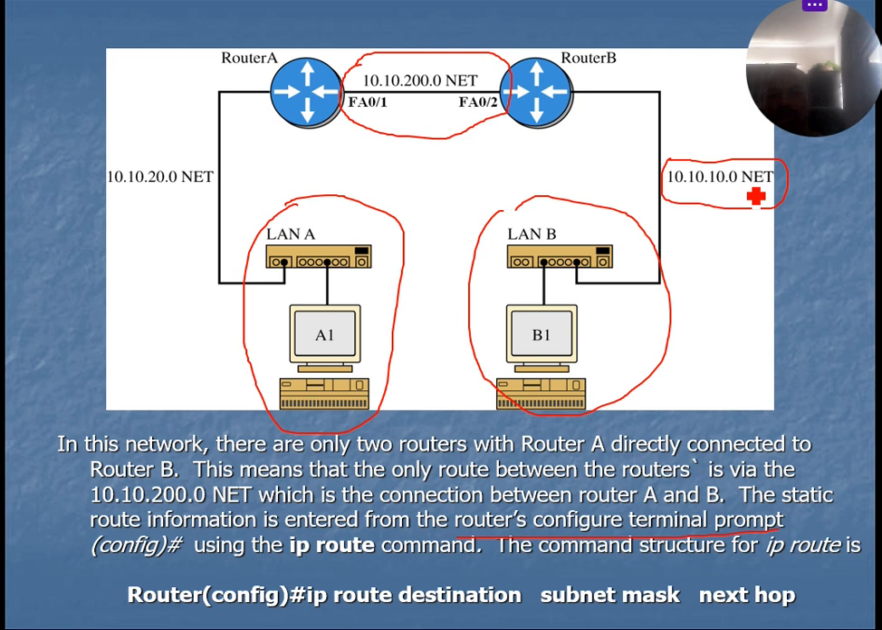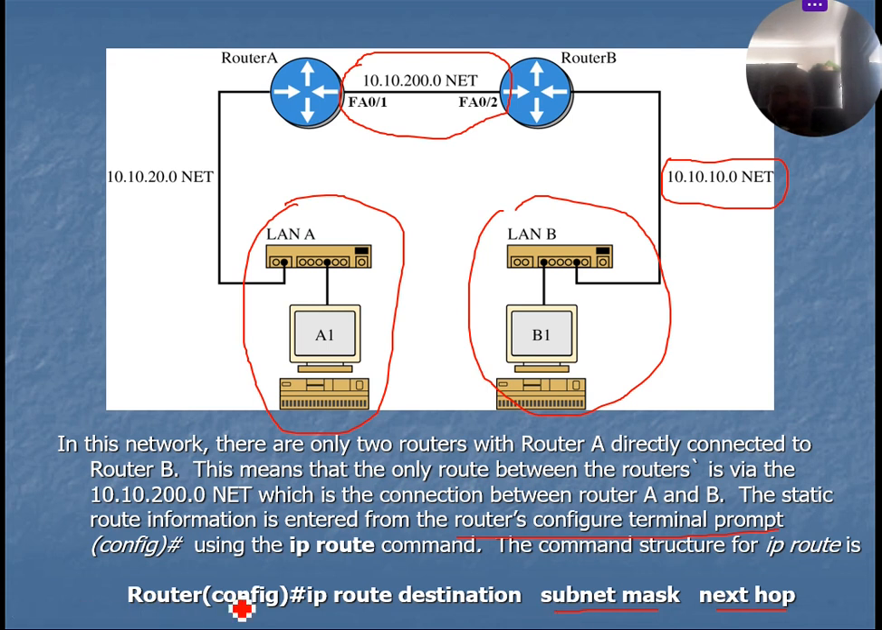Then after that, you put your subnet mask, 255.255.255.0. You enter that subnet mask, and after that, you enter your next hop. The next hop is the physical link, the static route between router A and router B. So you enter your 10.10.200.0 here. So once you type this in your command interface, the router configure terminal.